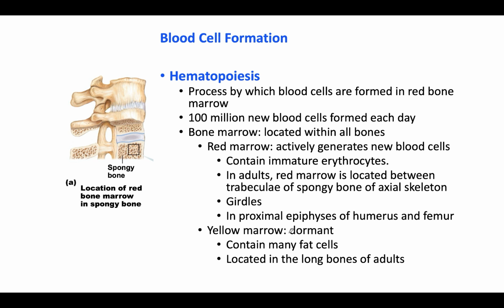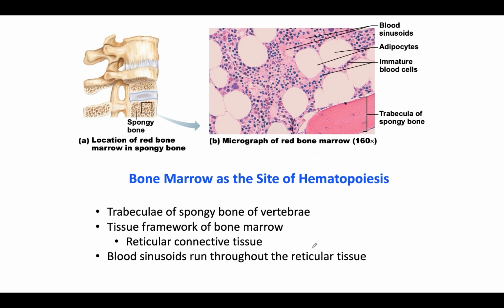Yellow bone marrow is dormant. It contains fat cells, so it appears yellow in color. But yellow bone marrow makes blood cells only in emergency. So this sponge bone is magnified, and then you can see trabeculae of sponge bone. And you can see immature blood cells are formed. So bone marrow is the site of hematopoiesis.